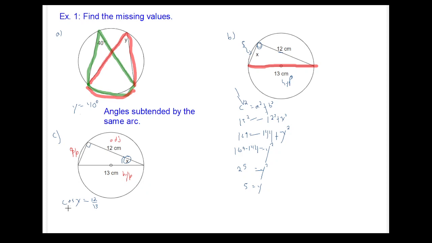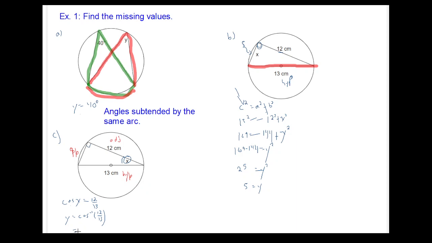We want to get rid of this cos on both sides, so we're going to do the inverse cos to both sides. Doing the inverse cos on the left side will leave us with just x, and then here we'll get the inverse cos of 12 over 13. Again, make sure your calculator is in degrees. We're doing our work here in degrees, so just keep your calculator in degrees.